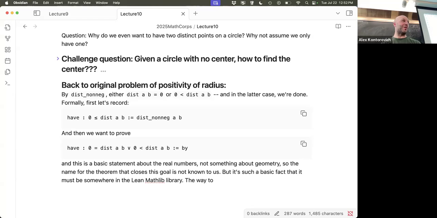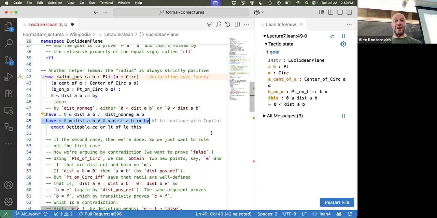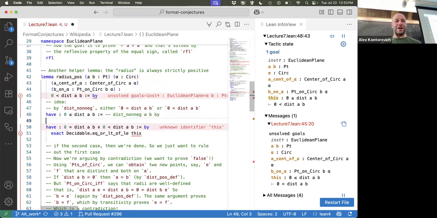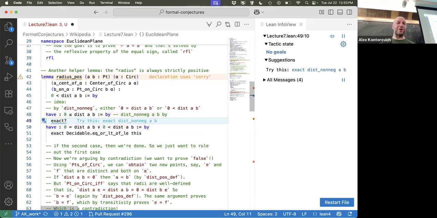The way to search for a theorem that you suspect is exactly something already in the library is to write exact question mark. When you do that, if it manages to find it, I mean, if I tried it here by, whoops, I need to have the by not inside the comment. If I tried here and I say exact question mark, oh, it's smarter than I thought.